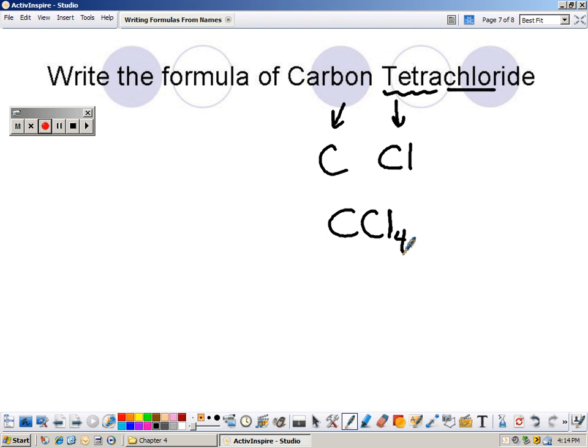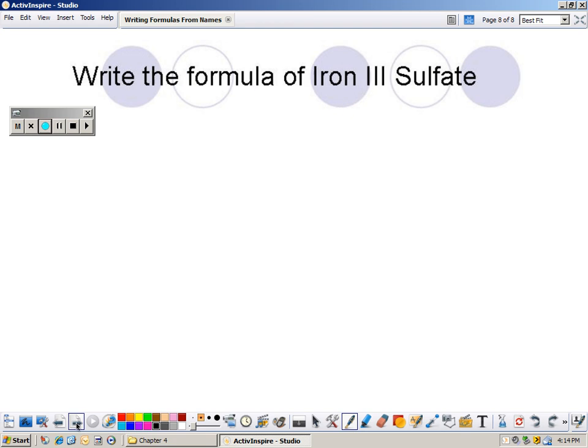You have to remember with the type 3s, of course, this is type 3, nonmetal, nonmetal. With the type 3s, you don't use the prefix mono on the first nonmetal. So if you just see the name of the element, that tells you that it's 1 carbon to 4 chlorines. Okay, let's try the next one.